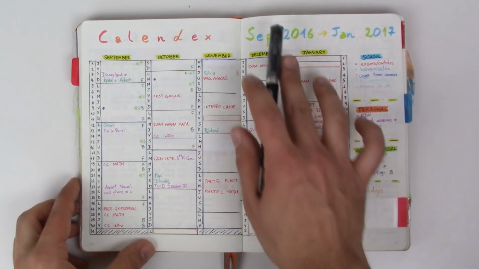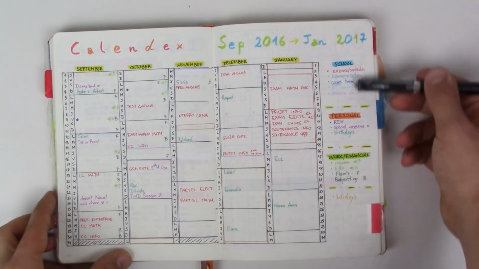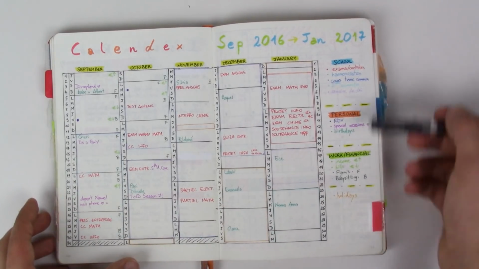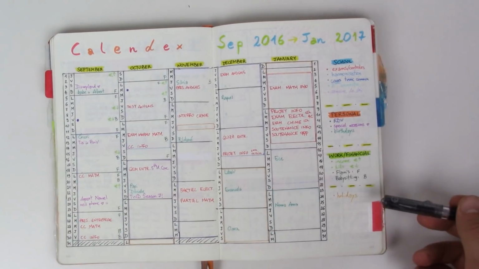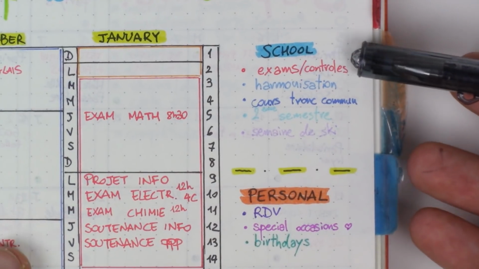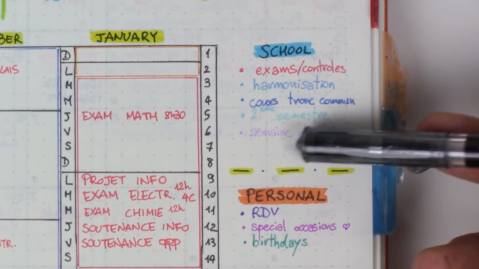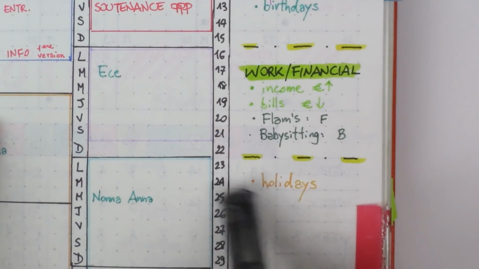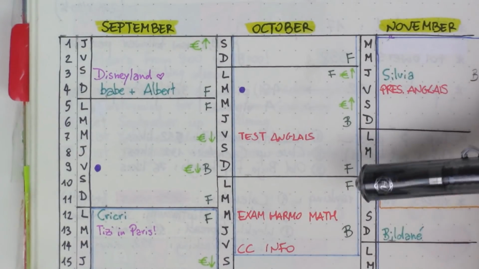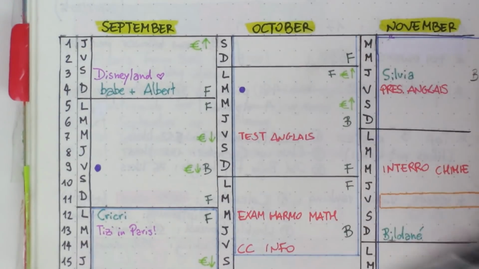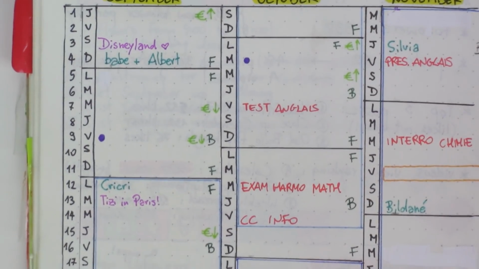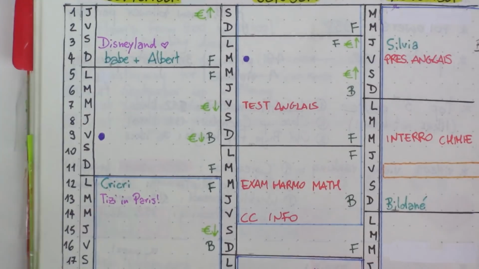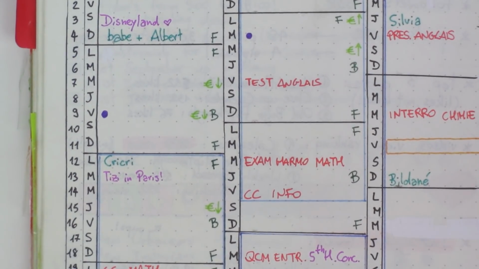As we go back here to September 2016, I want to zoom in here on this part, on my color coding system here on the side. As you can see, I had divided my entries into school, so everything that was related to university, personal here, work, financial, and then holidays. Whenever I had to log in information with my Calendex, I would use all the different colors, and this made it very easy for me to understand what kind of information that was.